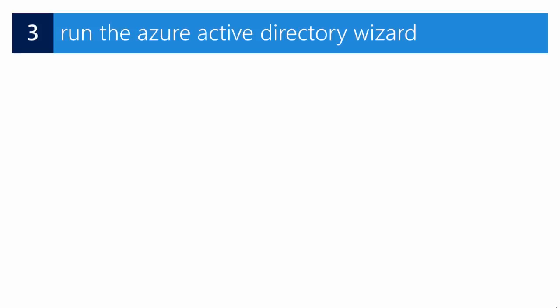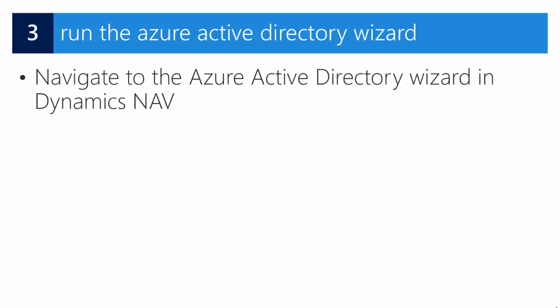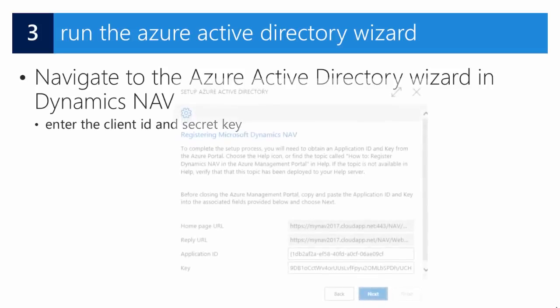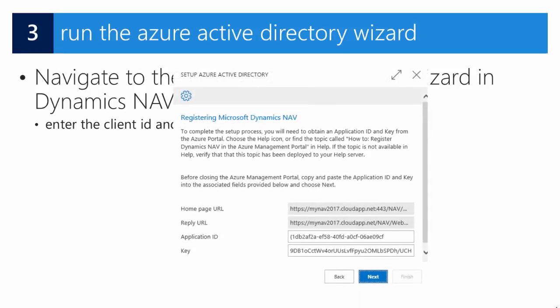So we have copied our key and application ID, and we are ready now to start with step 3, where we will run the Active Directory wizard. In the application, you navigate to the Azure Active Directory wizard in Dynamics NAV. It opens, and in the window we need to enter the ID and the application ID which we copied before.